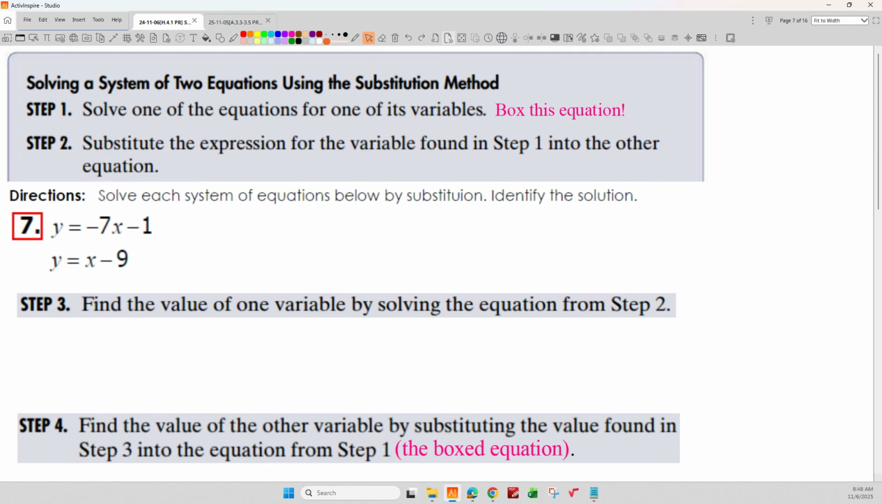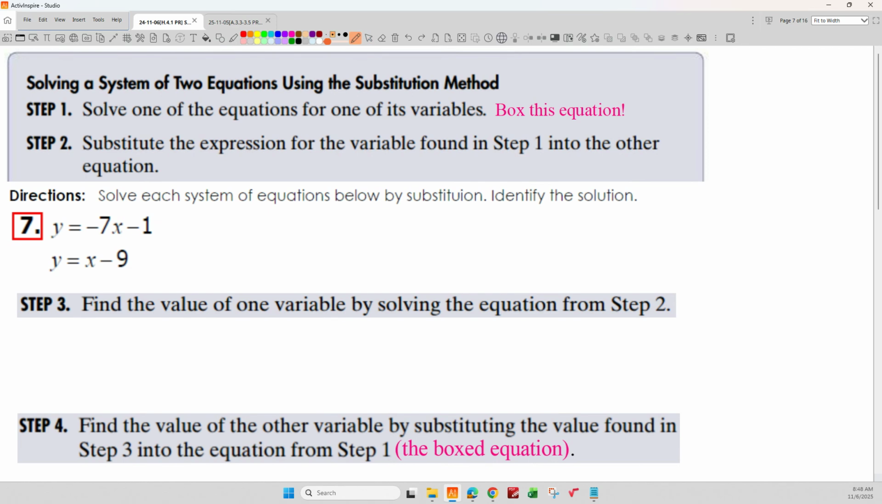Well, we're going to solve one of the equations for one of its variables. All our work's done for that first step here. Both of these linear equations are already solved for y. In other words, y is isolated in both of them. So we can just check this one off immediately.